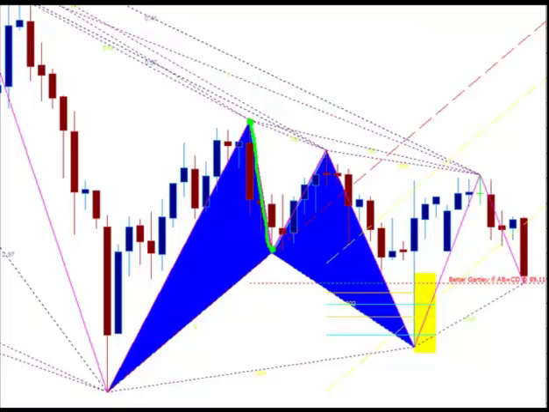This B point is going to be the completion of the first leg, which leads to a retracement or a correction that finds support or resistance at any Fibonacci level of 0.382, 0.50, 0.618, or 0.786. Okay, so this is going to be our retracement. And this would be your C point.